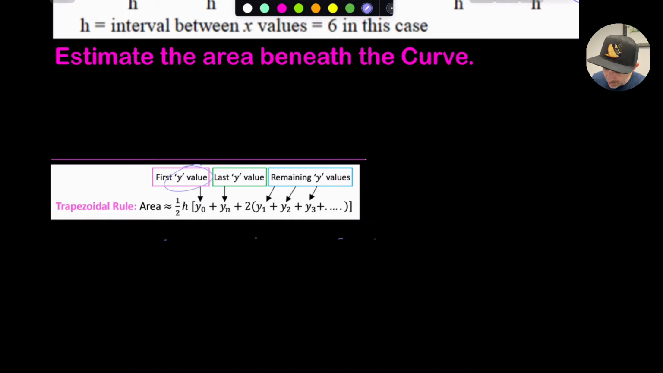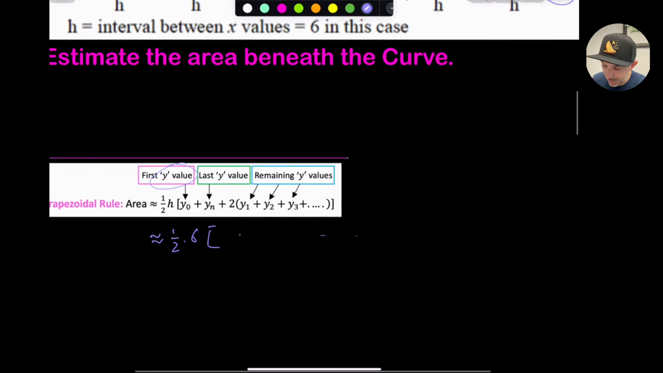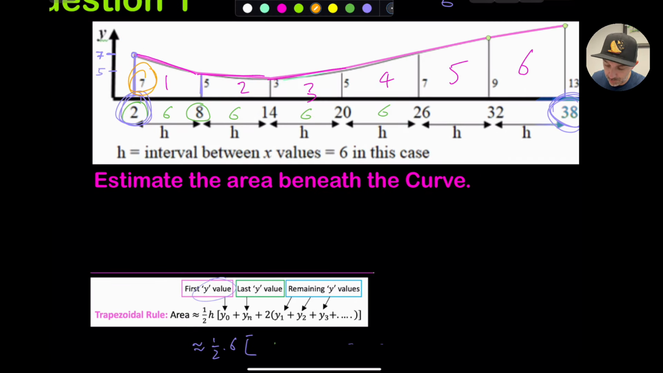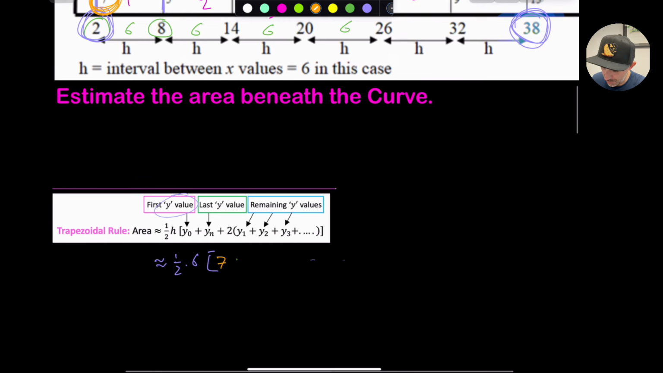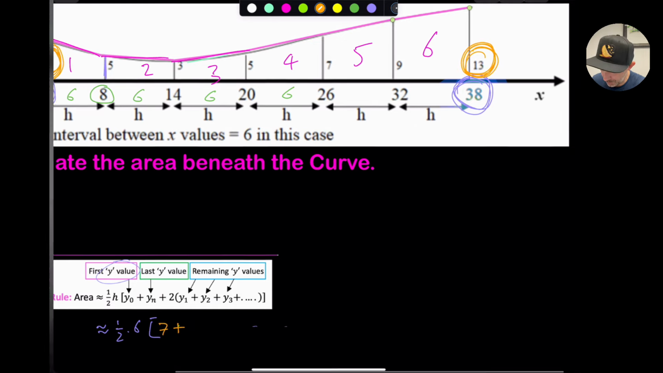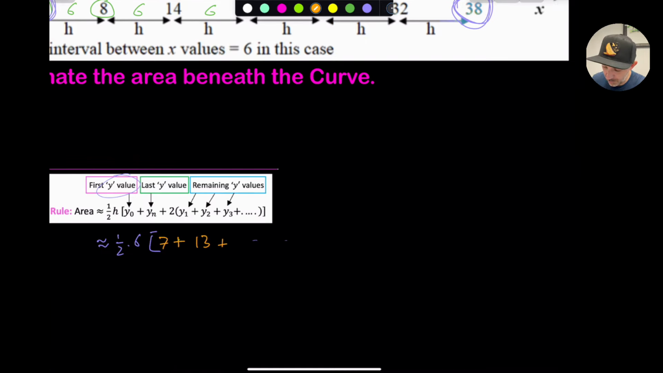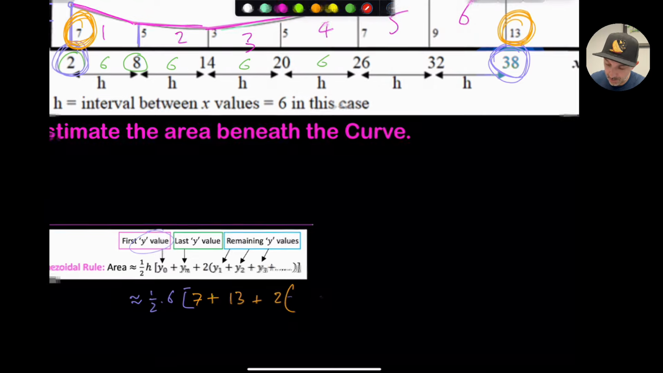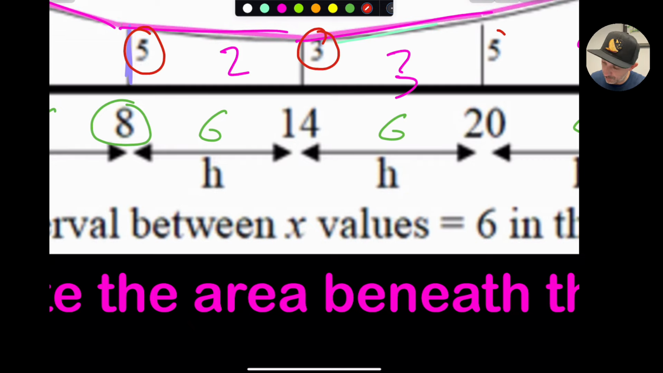Right, area is approximately equal to half times the width, which is h, that is 6, remember, open brackets, and then what we do is we substitute in our first y value, which is y0. I'll circle that in orange, so that's 7, okay, plus the last value of y, which was 13, then plus 2 times all the other y values. So all the other y values were, now I'll use a slightly different color here so it stands out. Let's use red, okay? So all the other y values are 5, 3, 5.